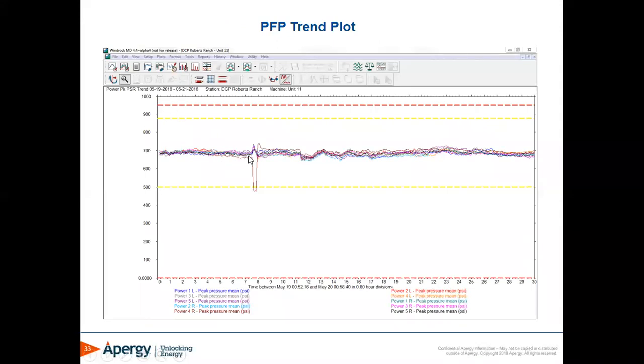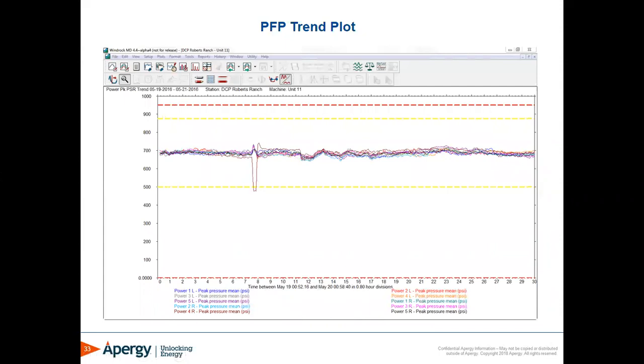We can see that all of a sudden this one cylinder here just dropped. Its peak firing pressure dropped lower. It actually dropped down to compression pressure. So the peak firing pressure for cylinder 4R dropped to compression pressure.